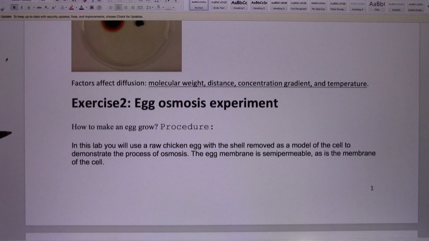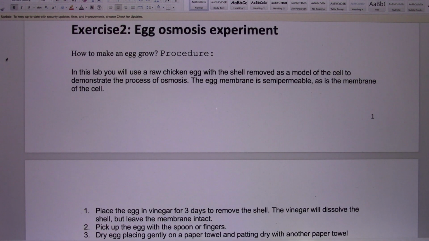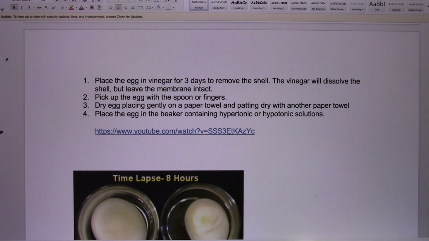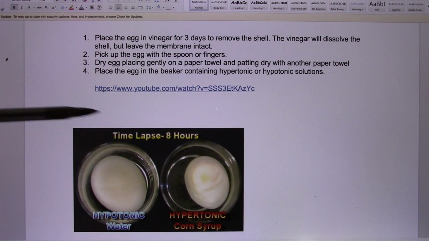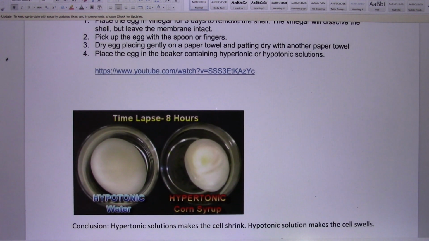The second activity, osmosis. So osmosis is water movement. And we use egg to do the experiment. So the egg, we put them into different kinds of water. First they need to do the process, remove the shell. And then they have the egg covered by the membrane. Egg is actually a cell. This is the biggest cell we can find.